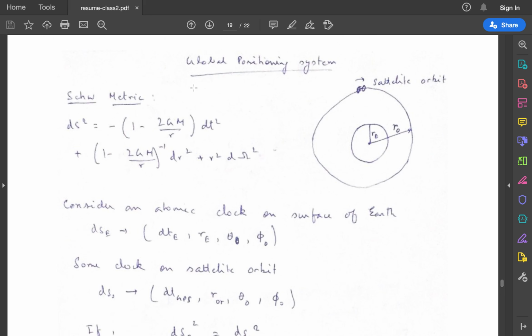And so how does GPS help, or what is the help of GPS for the Schwarzschild metric? GPS is also a GR effect, which is not a Newtonian effect. And this effect can be understood even if I consider a Schwarzschild metric. The space-time outside Earth can be approximated with a Schwarzschild metric. So this metric is given by, as you know, ds square equal to minus (1 minus 2Gm by r) dt square plus (1 minus 2Gm by r) to the power minus 1 dr square plus r square d omega square.